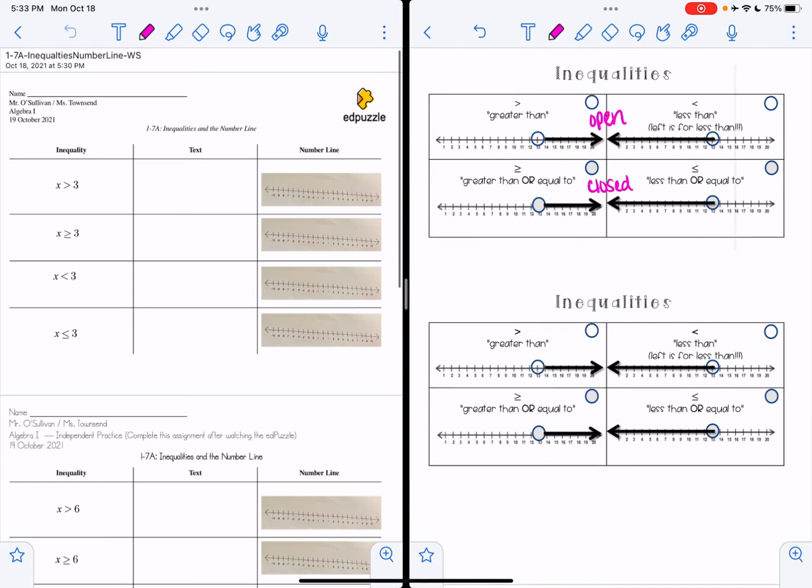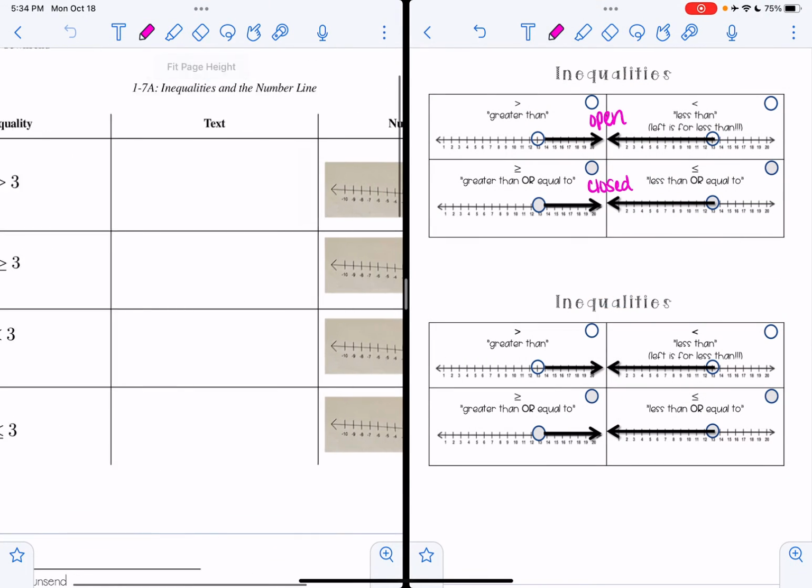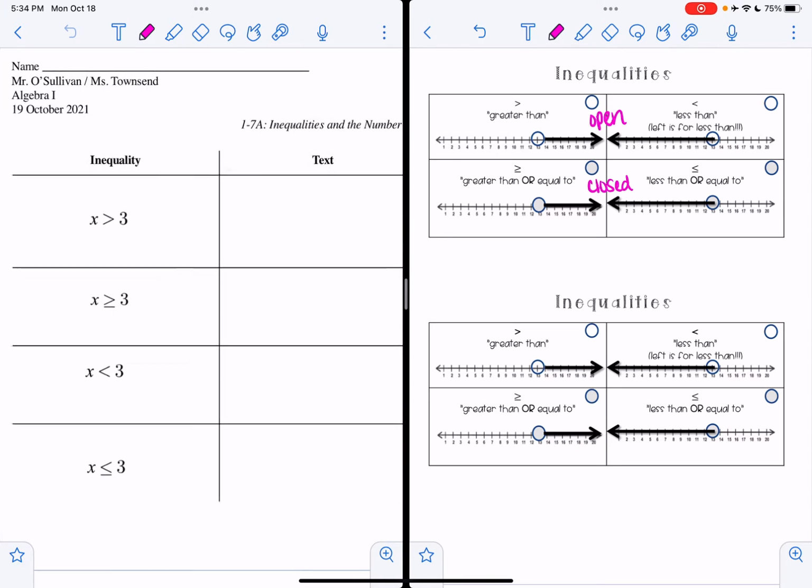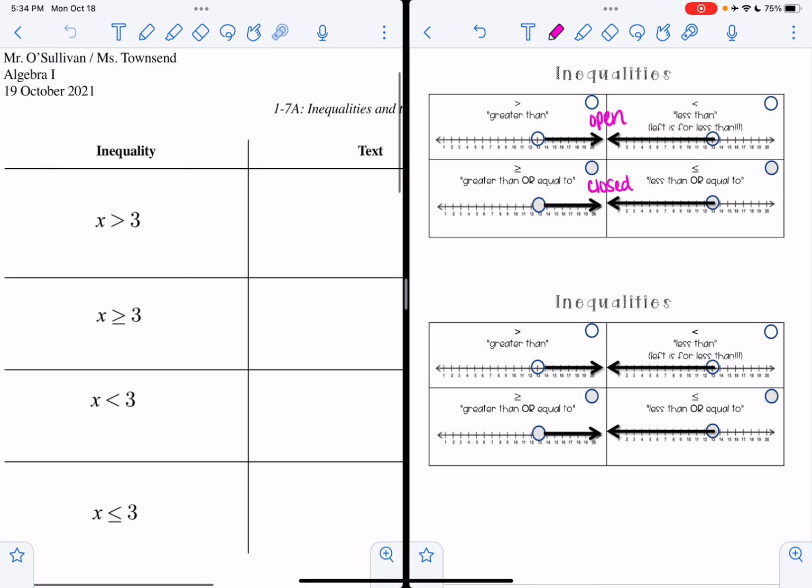So let's look at our first example. This is an edPuzzle lesson, so you're going to be taking these notes on edPuzzle and on your handout. Remember, you get two grades, one for your edPuzzle and one for your handout. If I look at this first inequality, which inequality symbol am I dealing with? Is it greater than, less than, greater than or equal to, or less than or equal to? Very good, I'm dealing with greater than. So how we would translate this would be x is greater than 3.